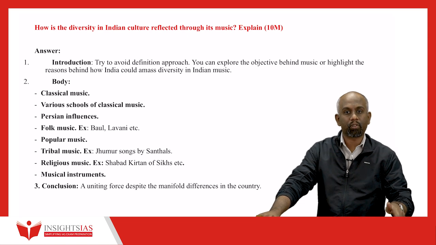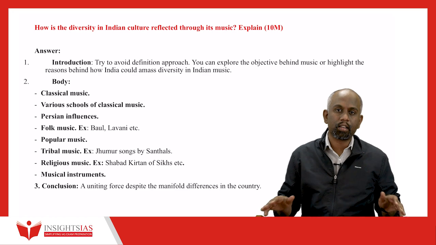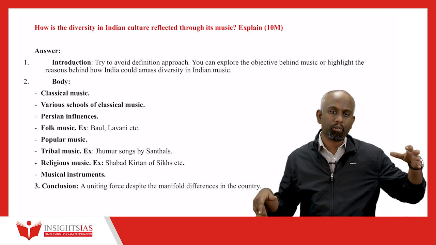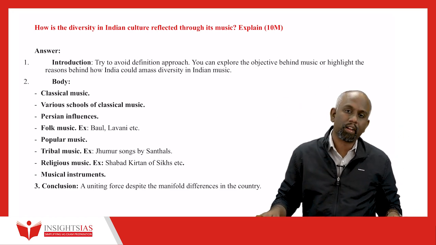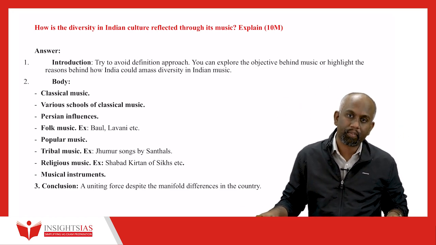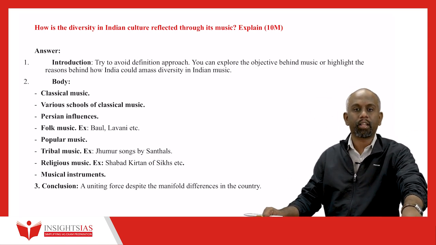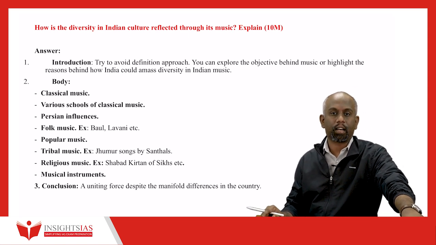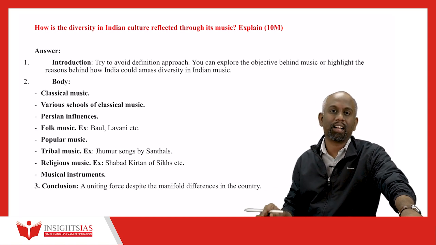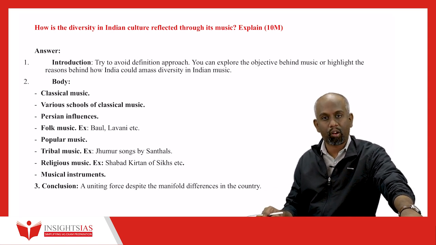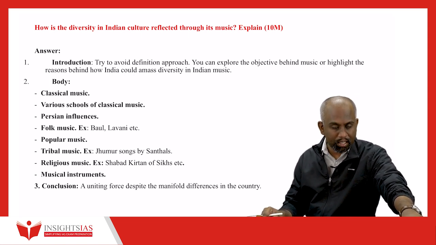Popular music, this is also one more form of diversity that we have in our country, right? You are coming across songs in the entertainment industry where you have the fusion of Indian classical music happening with hip-hop or the Western style of music as well. That's one more diversity feature that we have in our musical traditions. Tribal music, right? The tribes that are living in our country have their own unique culture. In terms of music also, they have. For example, the Jhumur songs, which are sung usually by the Santalis. That's one more example.